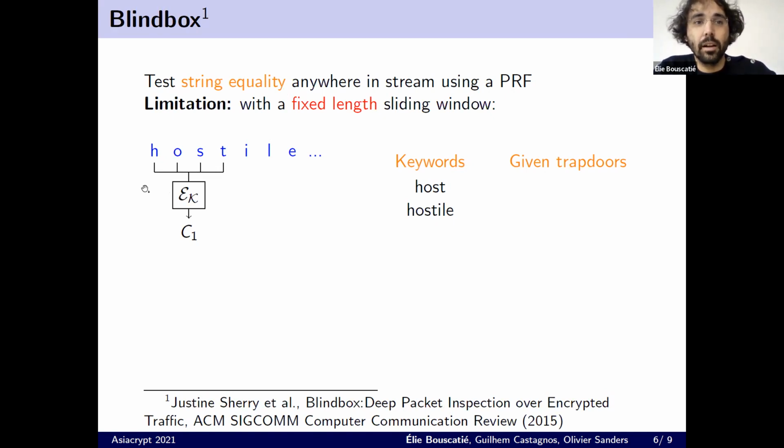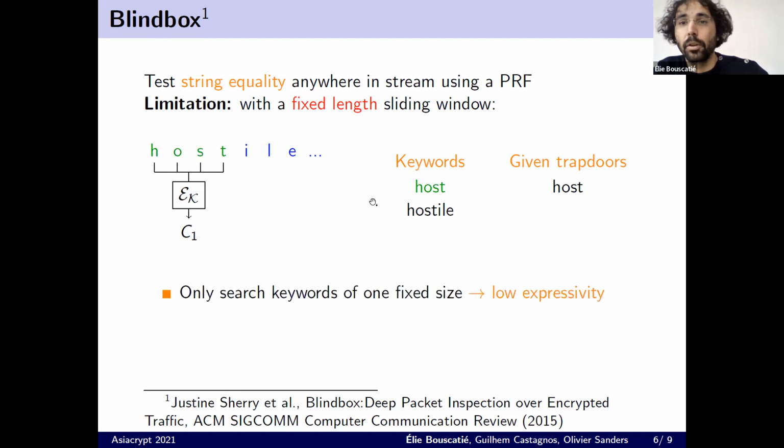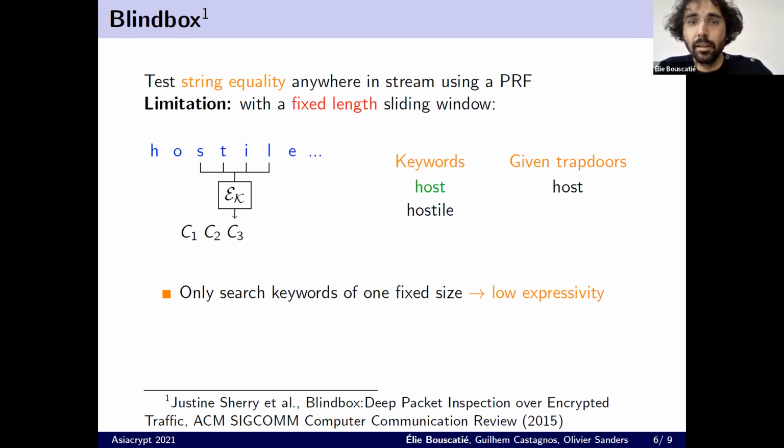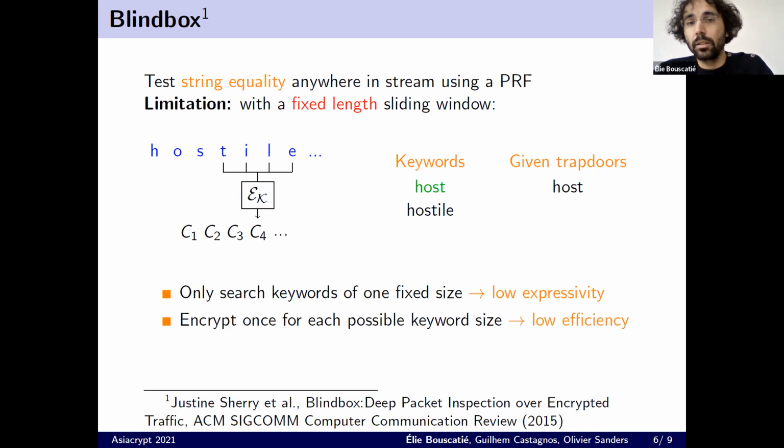For instance, here in BlindBox, if we choose a sliding window of 4 letters, every 4 consecutive letters will be encrypted into one ciphertext element, and we can give trapdoors for only keywords of length 4. So for instance, we can give a trapdoor for host, and the service provider can learn that host is in there. But hostile has a different length, so it won't be encrypted at once, and we cannot give a trapdoor for it like that. One possibility would be to encrypt everything for each length, but we have seen that the patterns have very different lengths, so this is very low efficiency.